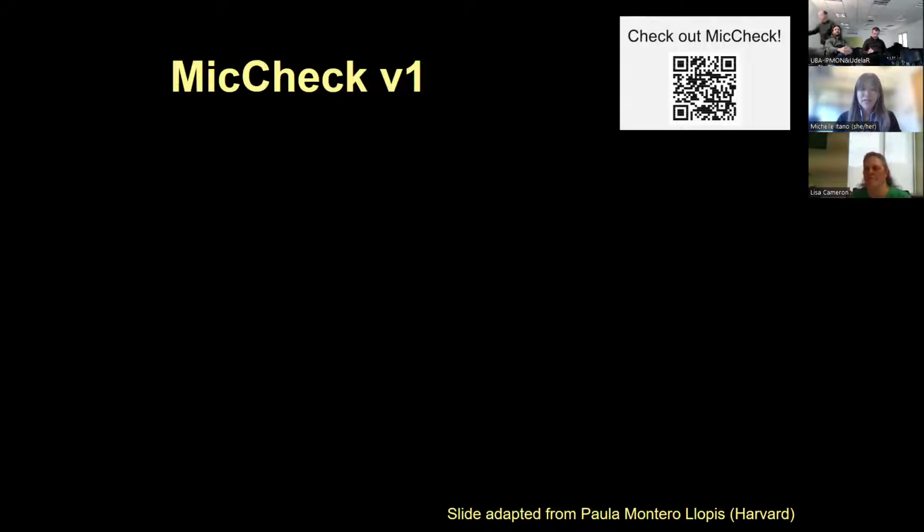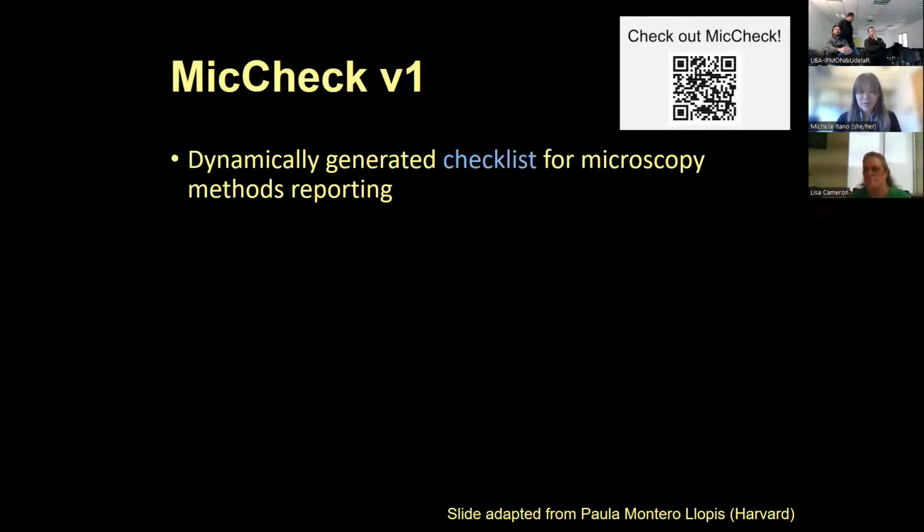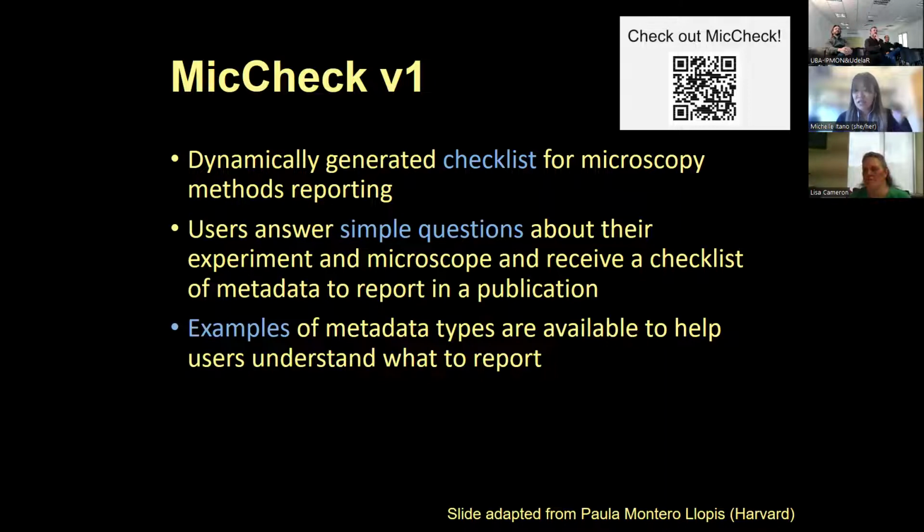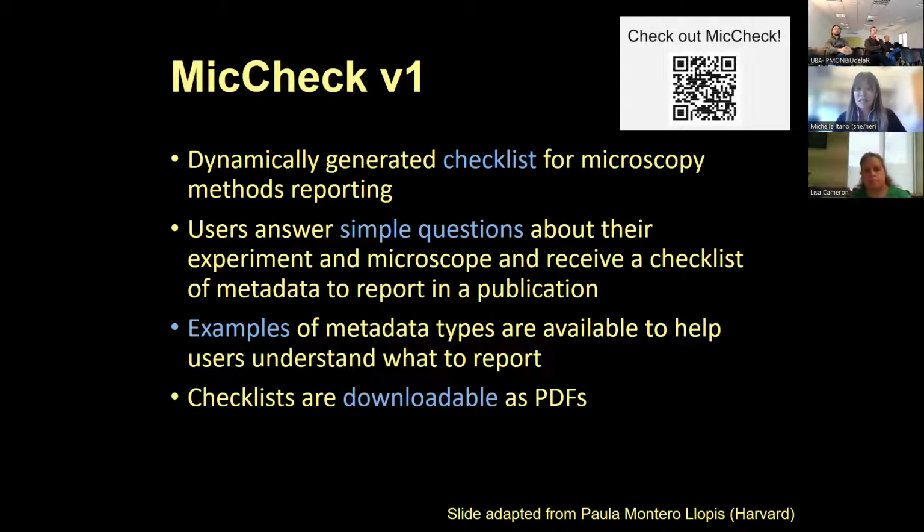And so for this, the first version of MicCheck was in that paper, and it dynamically generates a checklist online for your methods experiments. And so it asks you simple questions, and based on that, it will include or exclude elements on the checklist that should be relevant for your experiment. And then you can toggle a thing to see what examples of that are. If you say, oh, I need to know the objective numerical aperture. What does that mean? It'll show you in an example format. And then those checklists that you just built are downloadable for you as a PDF, so you can save it, print out multiple copies, and put it in your lab notebook if you wanted.